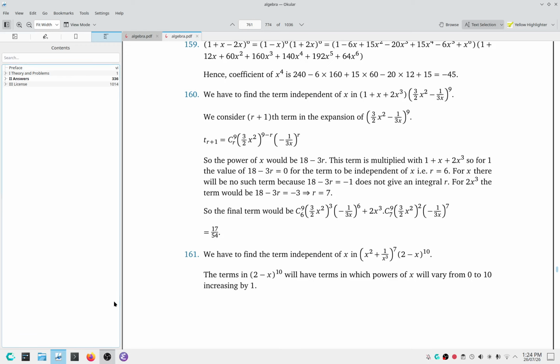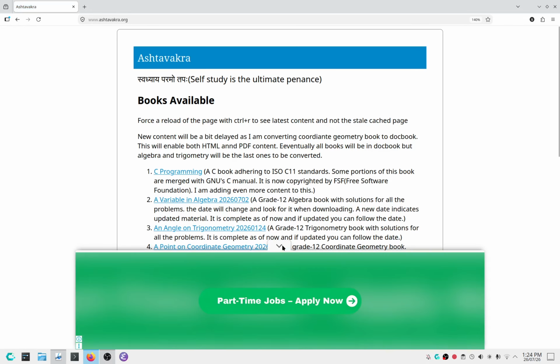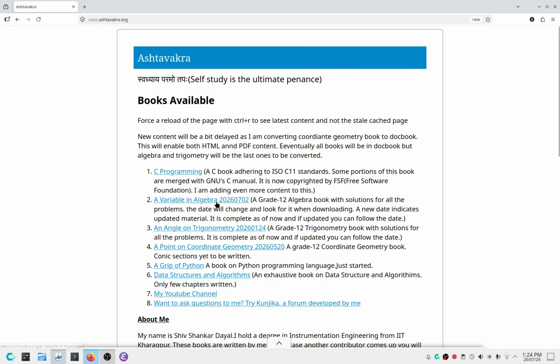So with this, we come to the end of the 160 problems. Now I'll show you my website, astroper.org. You can click on second, third, and fourth to download the algebra, trigonometry, and coordinate geometry PDFs. The downloaded PDF will not have a date, so you add the PDF date given here to the downloaded PDF. And once in 15 to 30 days, come back and check whether the PDF date has changed. If the date has changed, you can download again and update with the latest date. I cannot put the date in the PDF because that will make the existing link invalid.